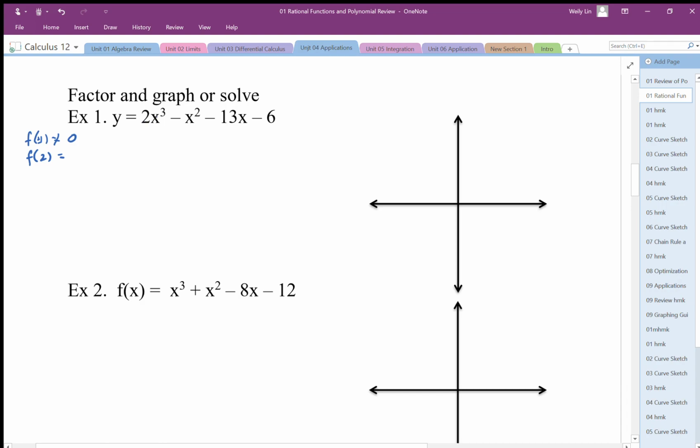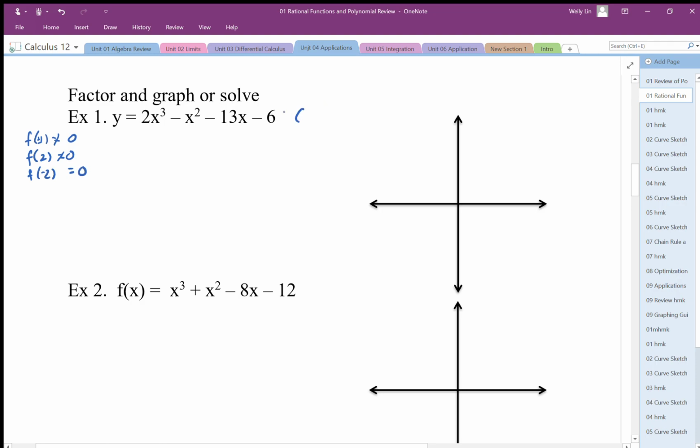Test that out, we're going to end up with 8 times 2 is 16, minus 4 is 12, plus, so it's going to be positive 12. We're going to end up with minus 26, so that's negative 14, minus 6, so not equal to 0. We can test out our negatives. Negative 2, and we can work that out. We're going to end up with negative 16 minus 4 is negative 20, plus 26 is positive 6, minus 6 is equal to 0. So there's our one factor.